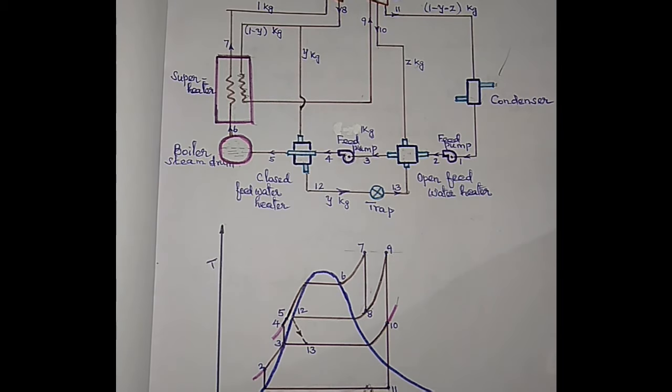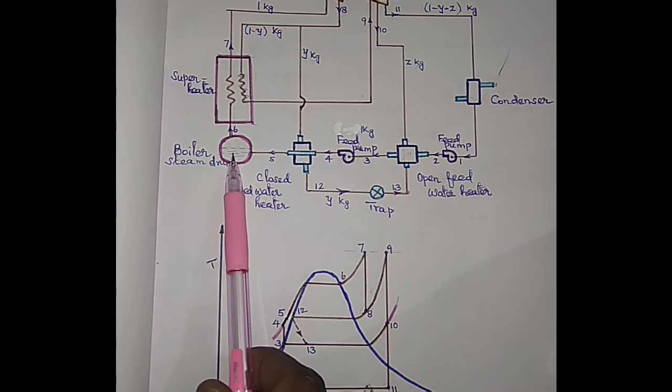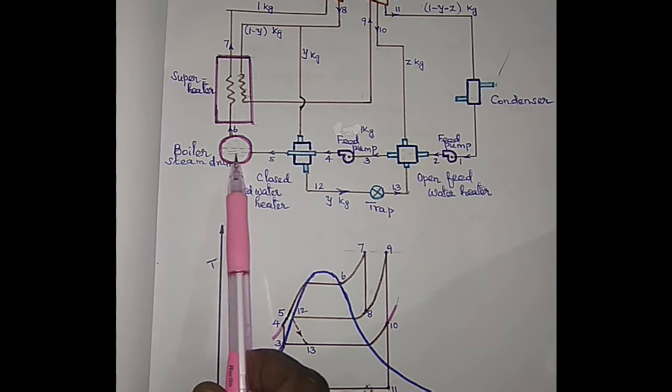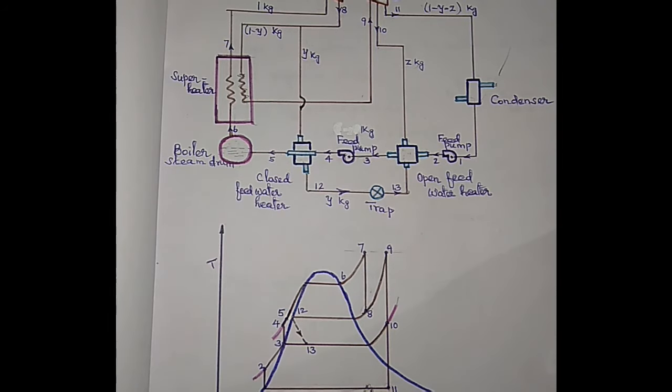Just imagine the boiler is at a higher temperature, and if we are supplying this feed water at a lower temperature, suddenly the water entering causes thermal shock, which can be avoided if you are able to supply the feed water at higher temperature. This is another advantage of regeneration.